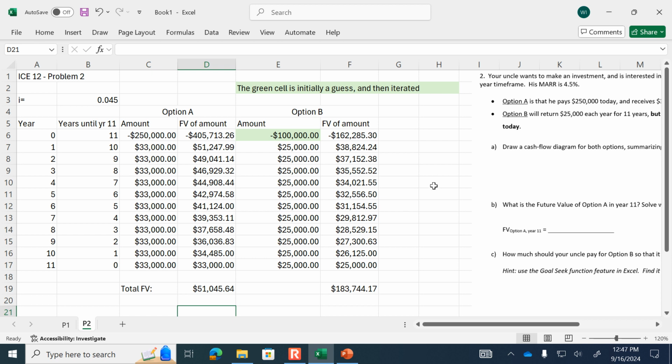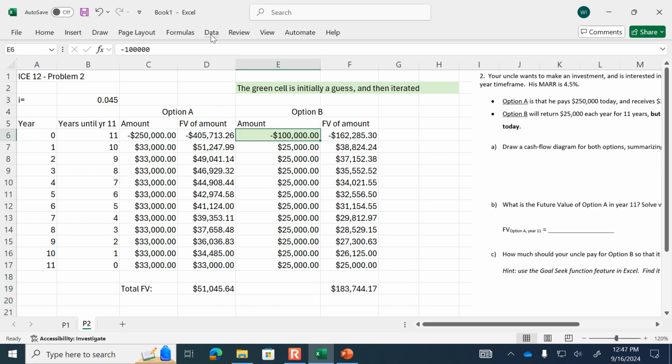Okay, so in this second problem, what we're doing is trying to find out what should the person pay for the investment to have the future value be the same for option B as it was for option A. So the future value of this investment is $51,000 if the MARR is 4.5%. So what that really means is that you're making 4.5% and also having some additional profits on top of it. We'll get into more about that later, but what it's really asking in part C is what should be the purchase price in order to make these two amounts the same.